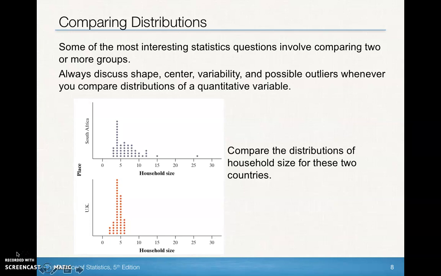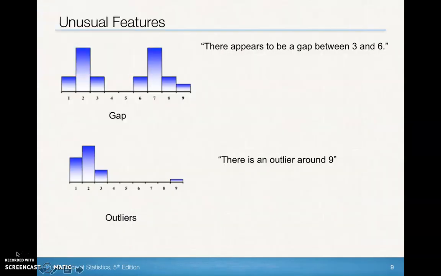When you talk about the outliers, there's not always going to be an outlier, so you don't always have to mention it if there isn't one. For South Africa, there is a possible outlier between 25 and 30, whereas the UK does not appear to have any outliers. Unusual features. We just talked about an outlier.